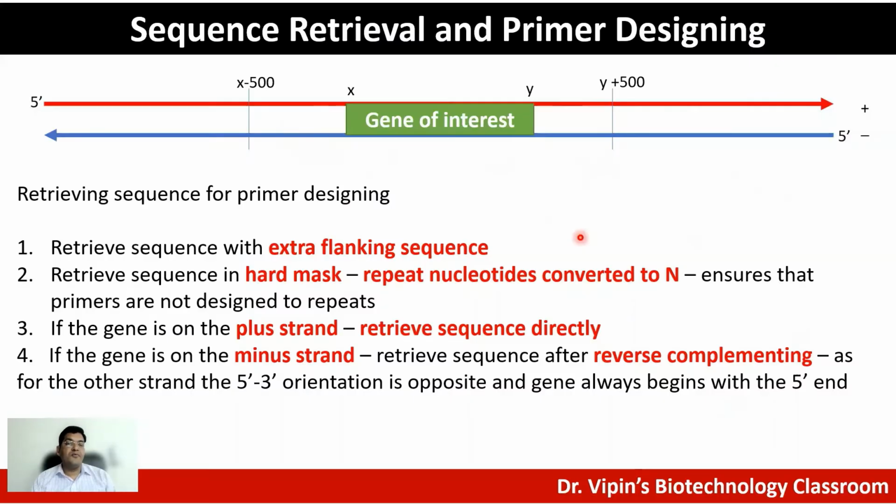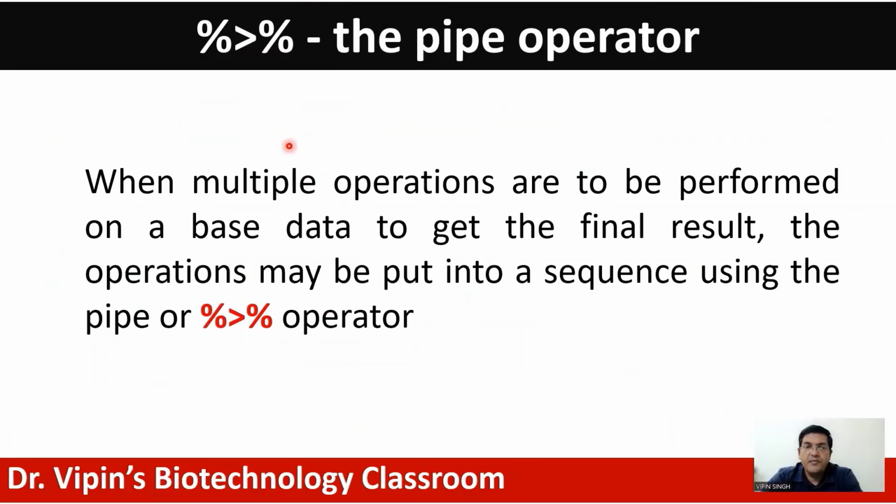So welcome back to the 9th lecture in the R series. This is important: if your gene of interest is in the minus strand, you need to do a reverse complementation of the sequence. Right? So what is the utility of the pipe operator? Whenever there are multiple operations to be performed on a base data to get a final result, the operations will be put together into a sequence using the pipe operators, right?